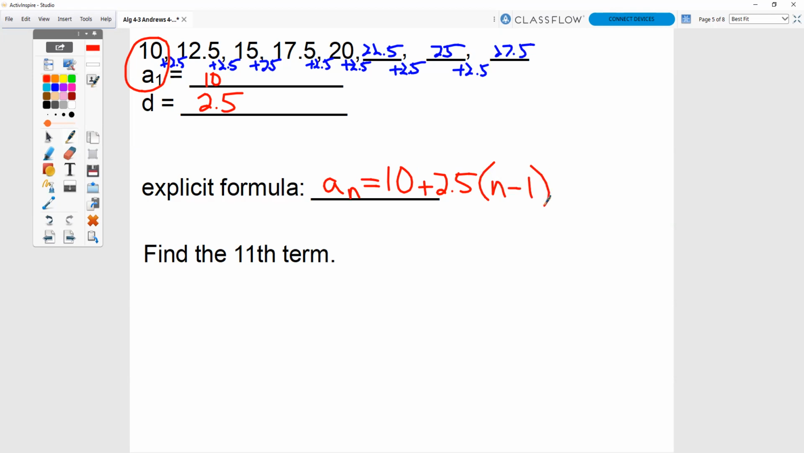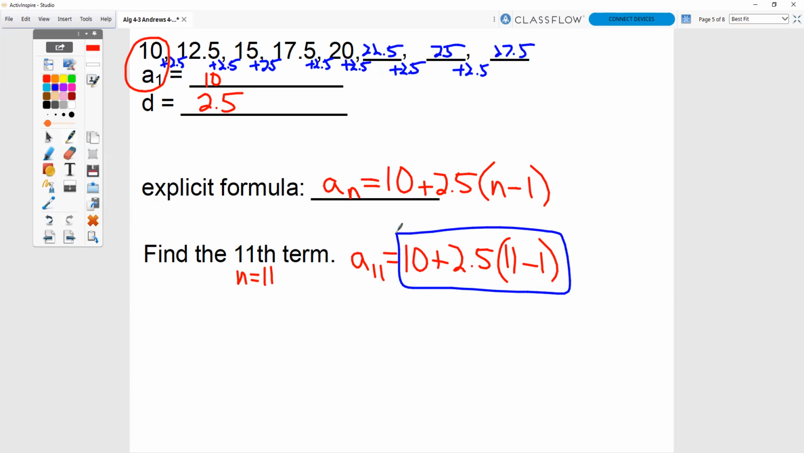We want the 11th term, so that means our n is going to equal 11. So the 11th term, a sub 11, equals 10 plus 2.5 times 11 minus 1. I'm going to take that whole thing and type it right into the calculator. When I do that, I get that the 11th term is 35.